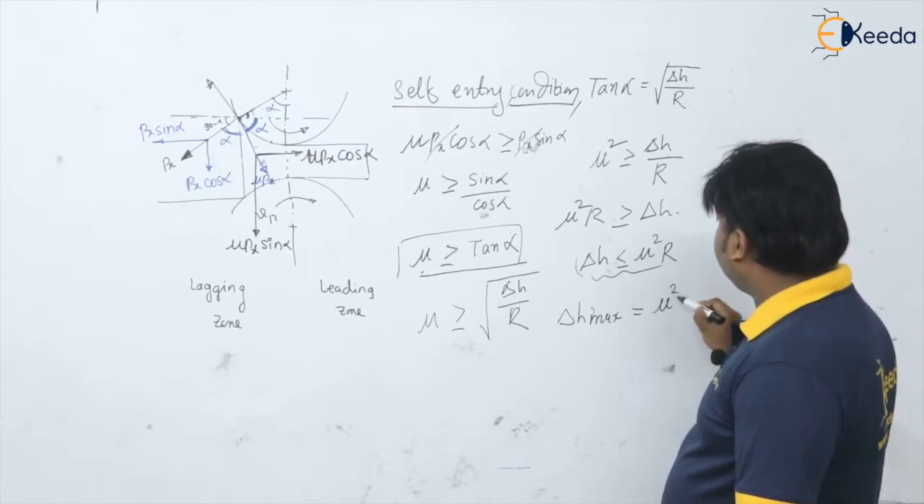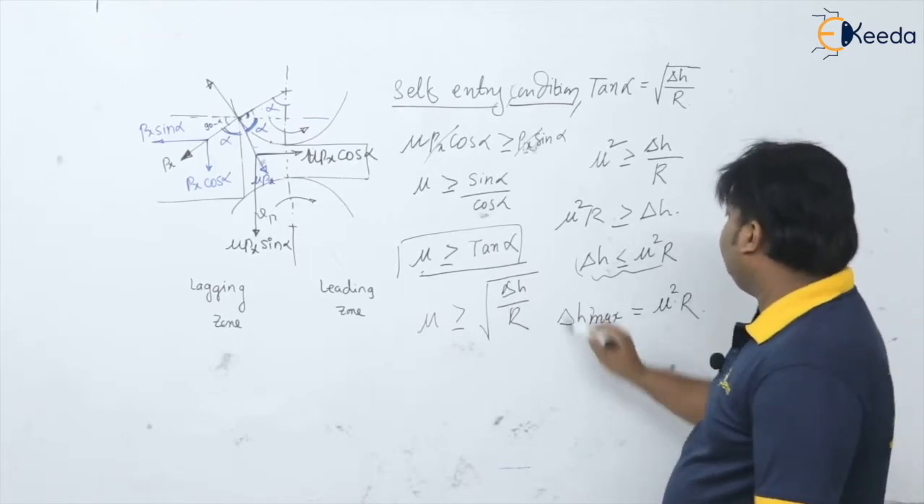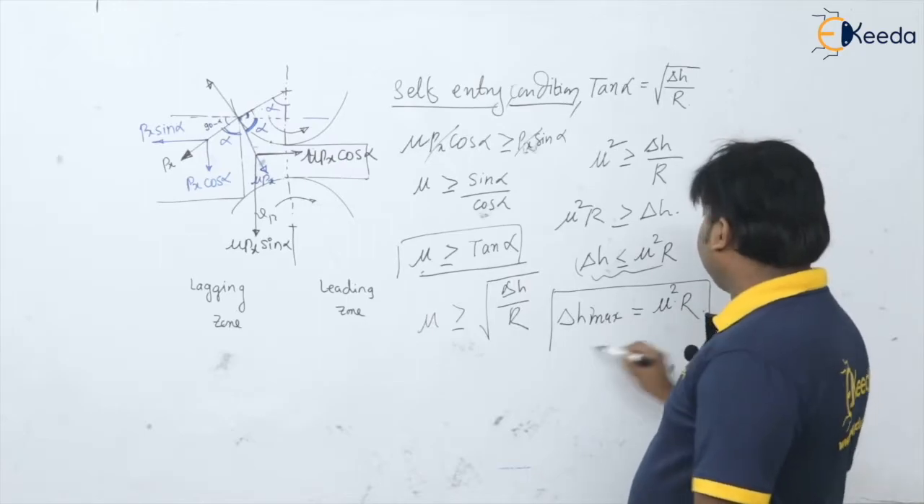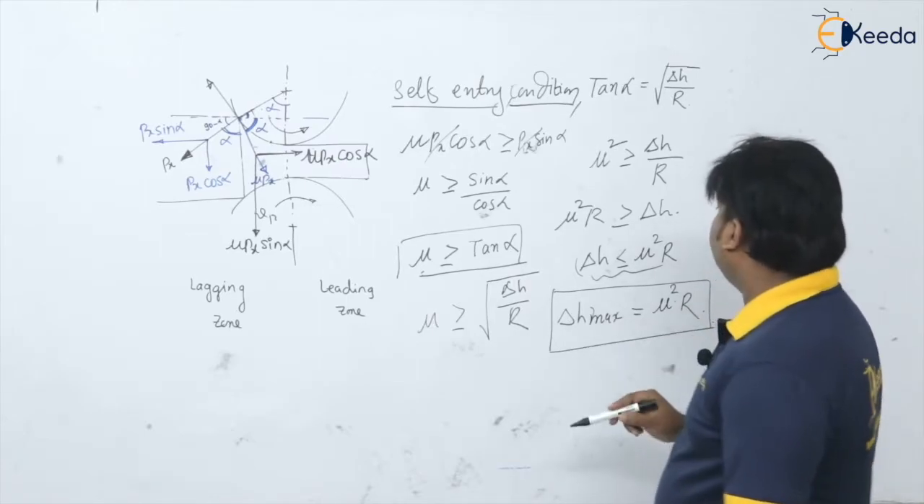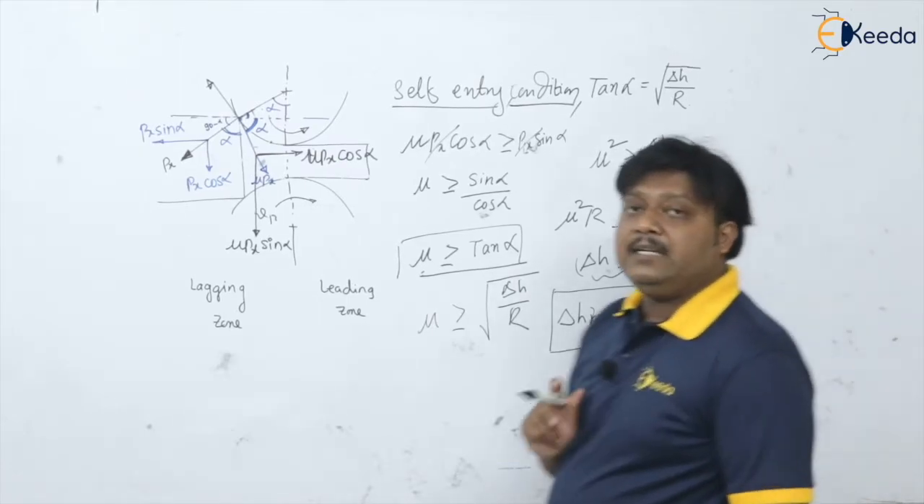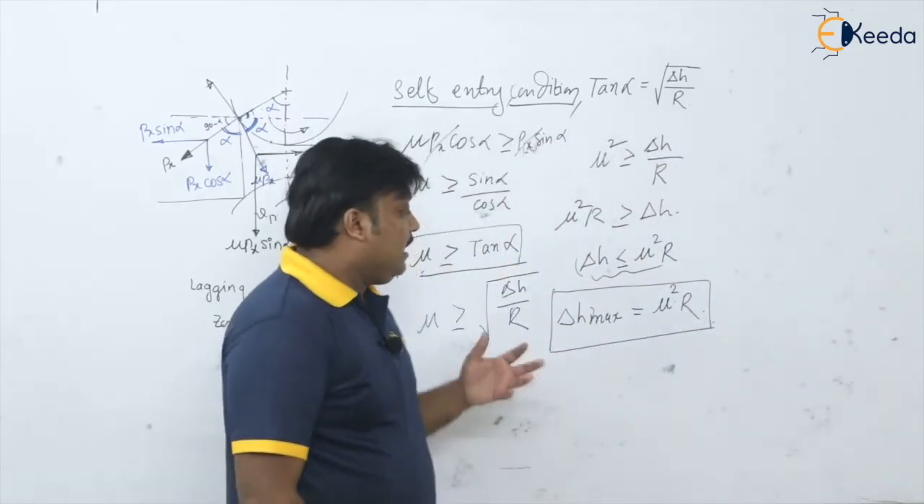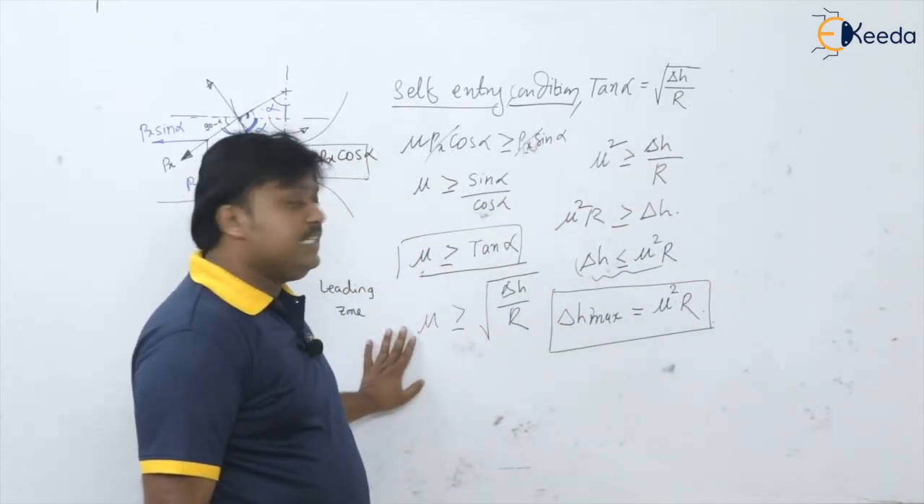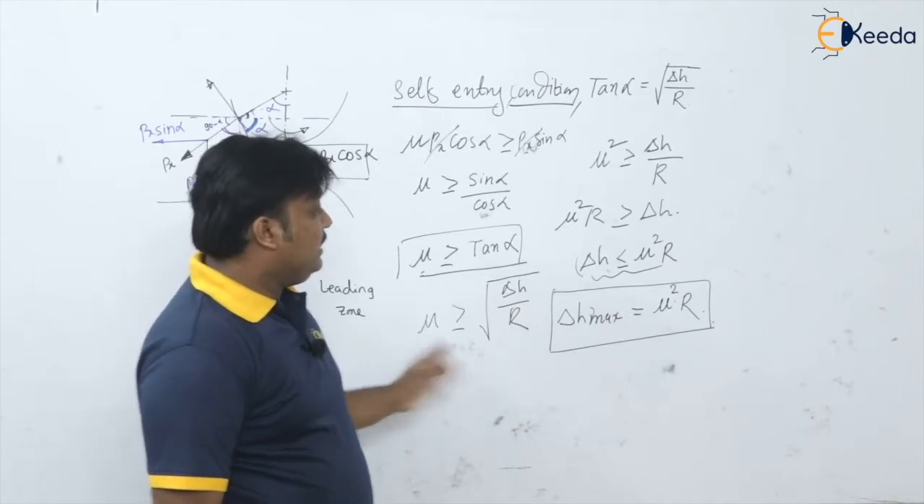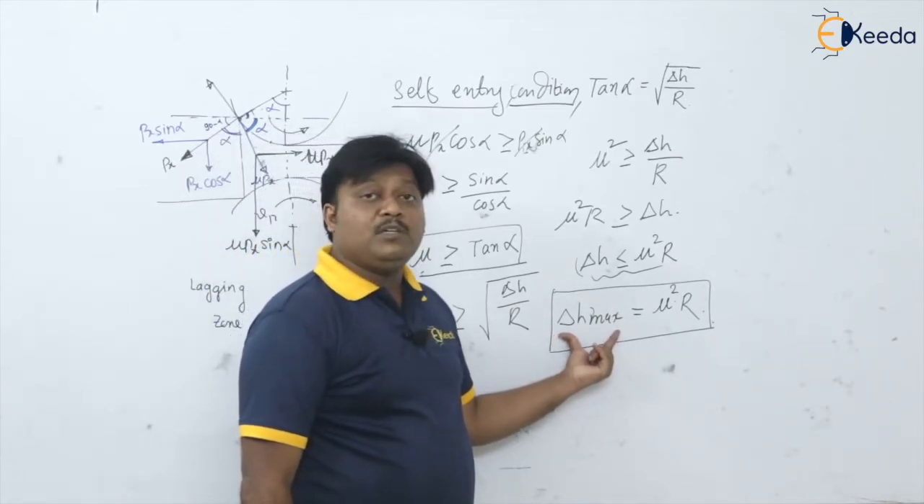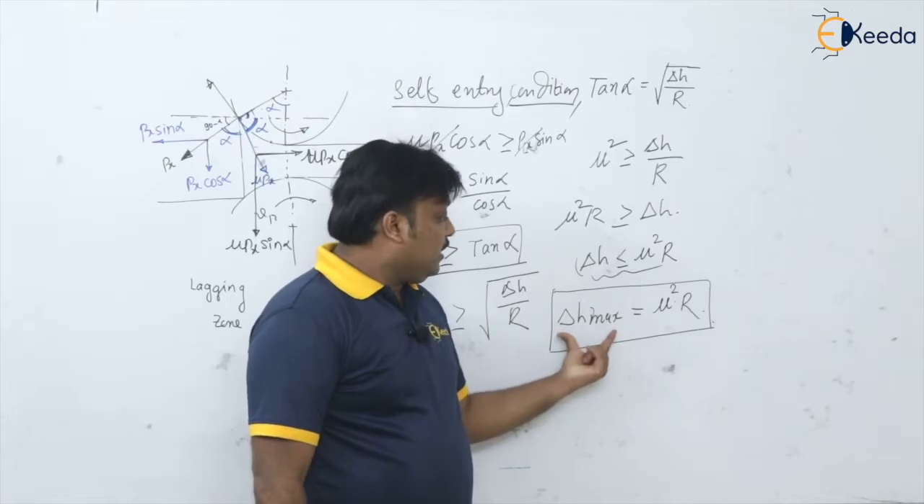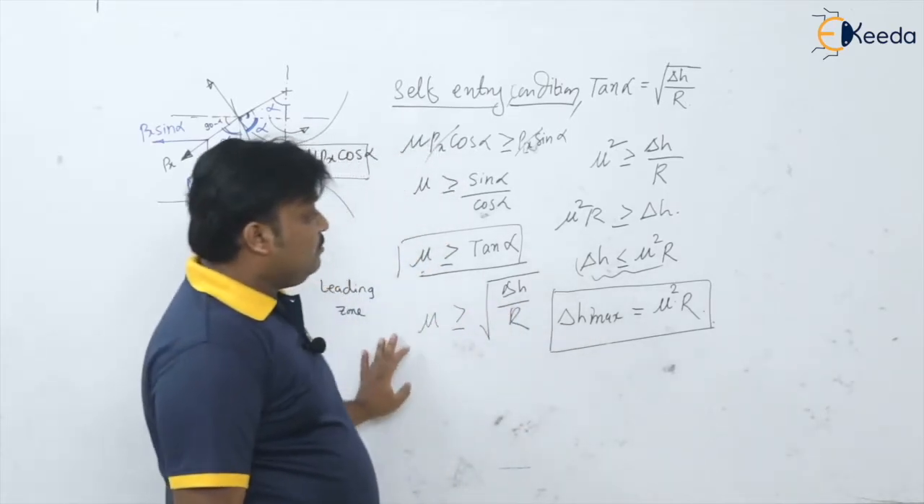Mu square times R. Very important, very very important. Please remember, many times there are questions asked in the GATE or IAS based upon this maximum possible draft in the rolling operation. Kitna hota maximum possible draft rolling operation mein?